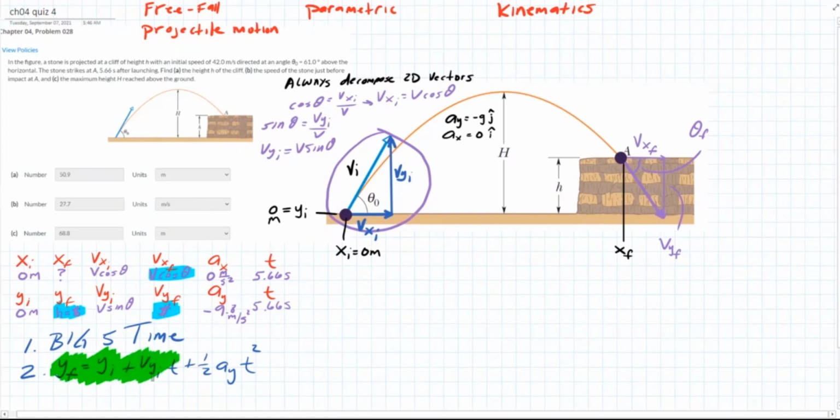You should have that very well digested. If you're going to be on an engineering path or science path, you've got to be that person. All right, so let's solve for Y final, number 3.